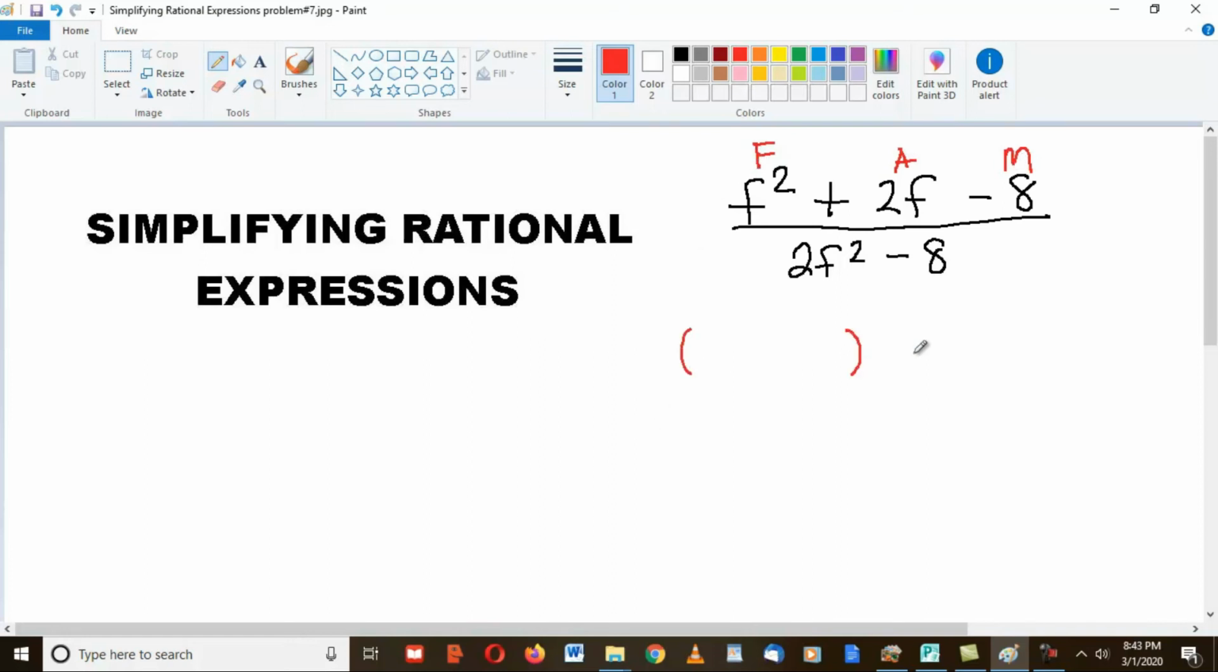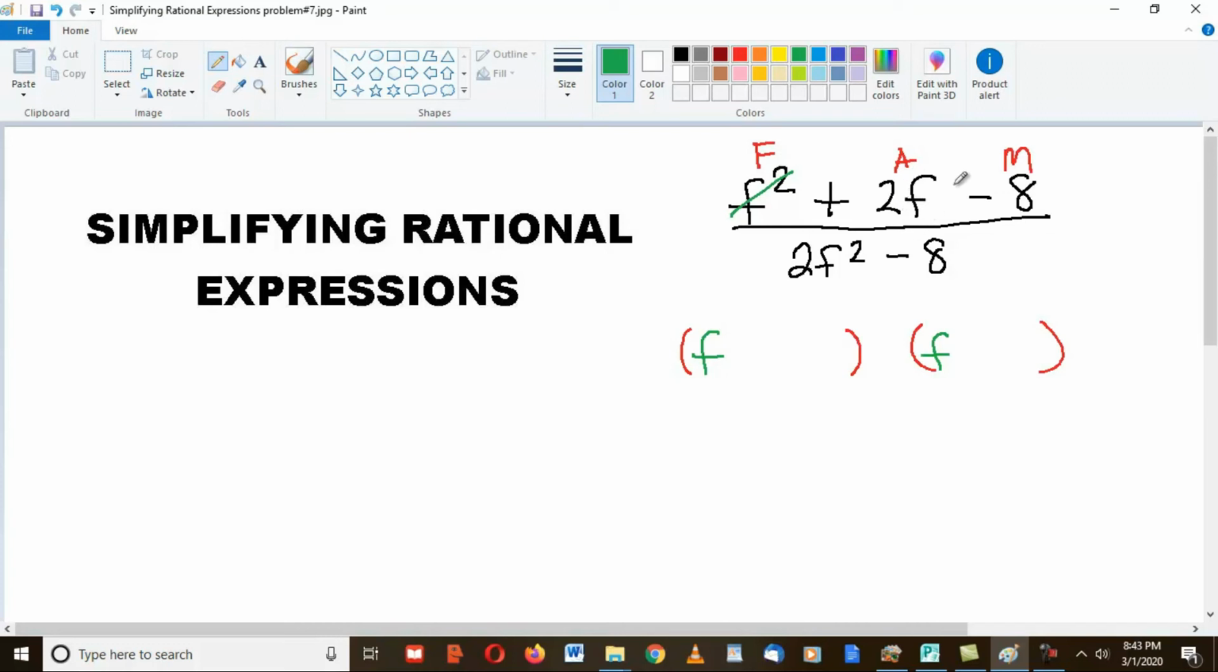The first thing we want to do is our F, which means factor. So we'll go ahead and put our parentheses here, and put our f here, and we have an f there. So we got our factoring out of the way. Next thing we want to do is find two numbers that we can multiply together to get negative 8, and add together to get 2.